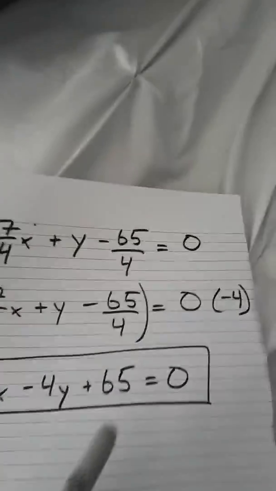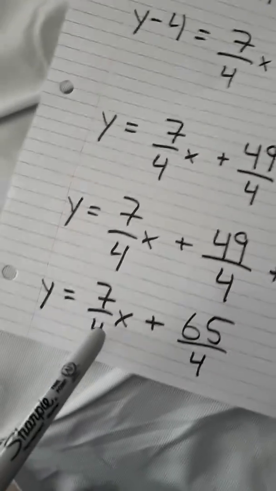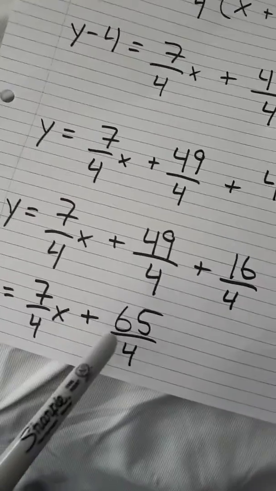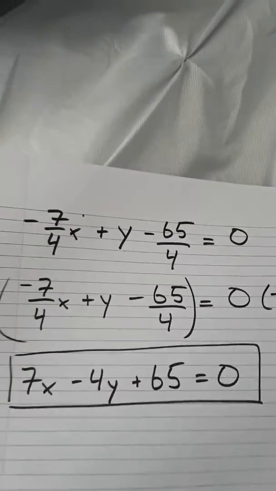And then I just moved all of that mess over. So basically I subtracted 7x over 4 to bring that over. I subtracted 65 over 4, and I got this: negative 7/4 x plus y minus 65 over 4 equals 0.